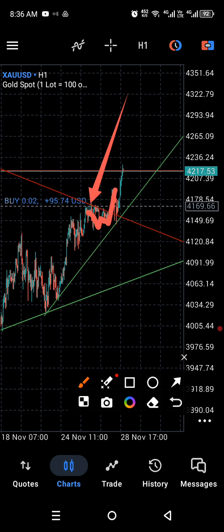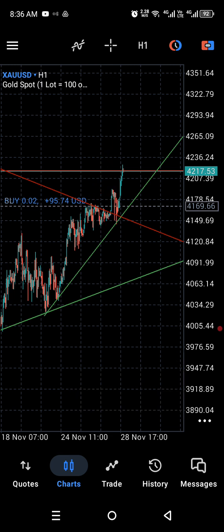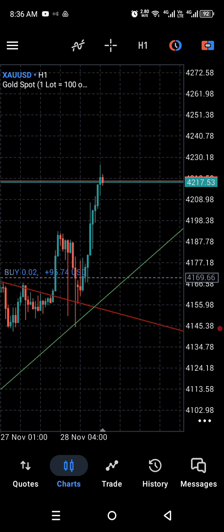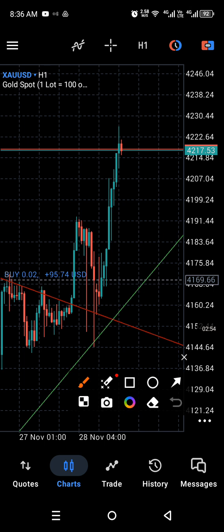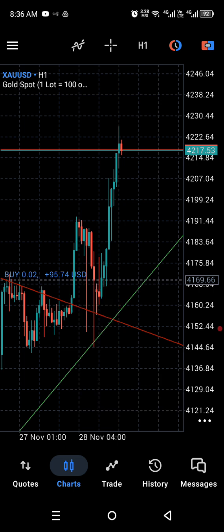But I didn't take the breakout, because I realized that price had already gone in my direction for a high number of pips. So I waited for price to retrace. You can see there was also some manipulation on Friday. This manipulation is what I'm talking about. I waited patiently for the manipulation to end, and that is when I took the buy setup.